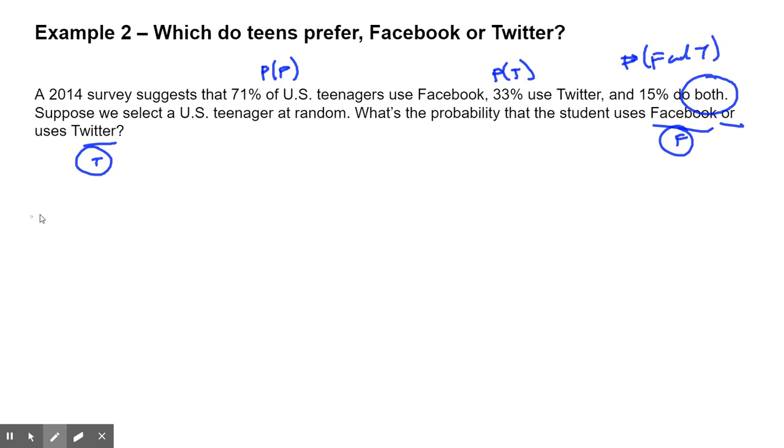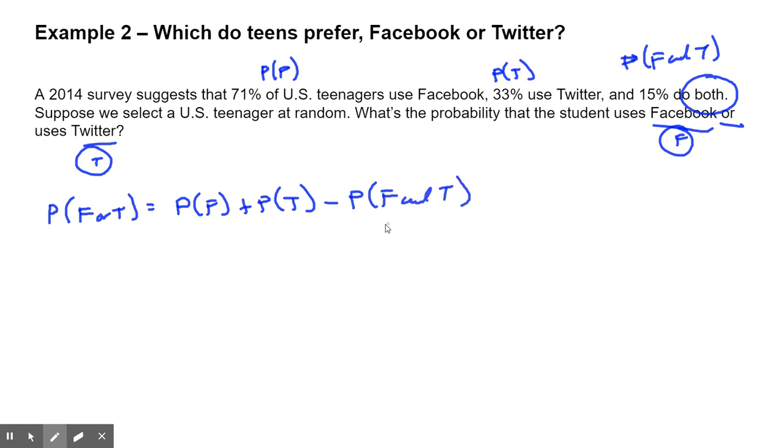So if I want to find the probability of someone using Facebook or Twitter, I'm going to use the general addition rule. So it's the probability of Facebook plus the probability of Twitter minus the probability of both Facebook and Twitter. Now, if they don't occur at the same time, I would cross off the last part, but they do occur at the same time. So I'm just going to simply substitute in my numbers, change them to decimals. So 0.71 plus 0.33 minus the both, 0.15.